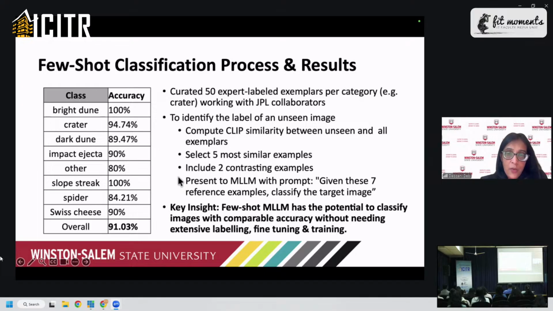So again, the insight here is that few-shot MLLM has the potential to classify images with comparable accuracy without needing any extensive labeling. You have to think about 50 labels compared to the 6,000 labels they used in the CNN classifier. So for any newer mission or newer images that NASA is generating, all of those can be classified or identified very quickly with this few-shot classification algorithm. That is the key insight from there.